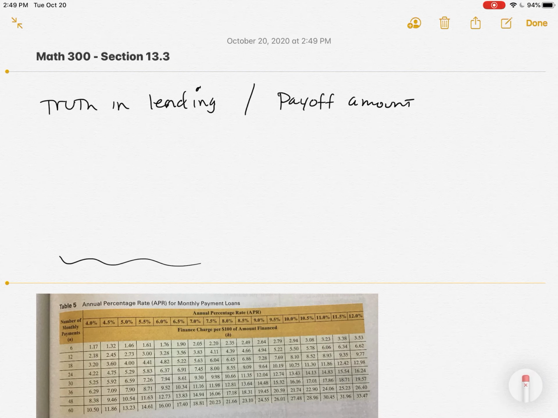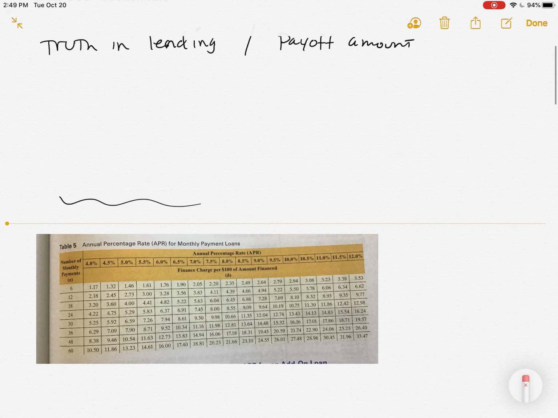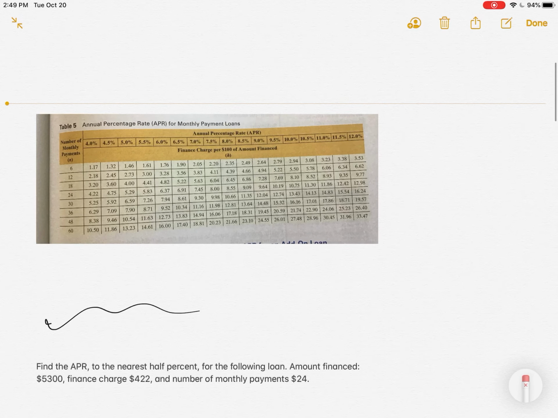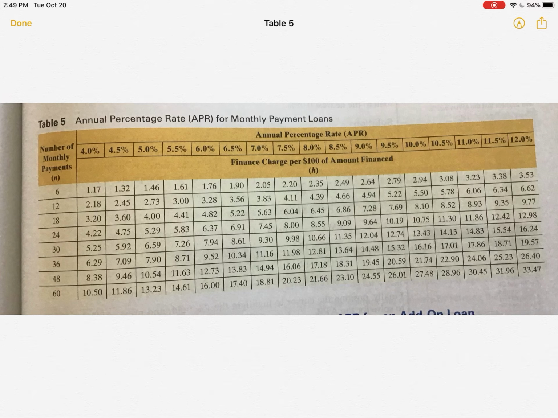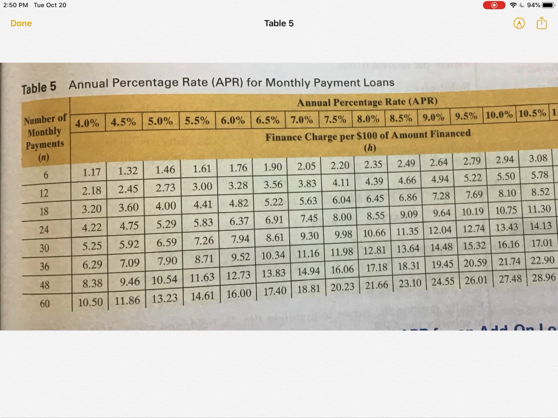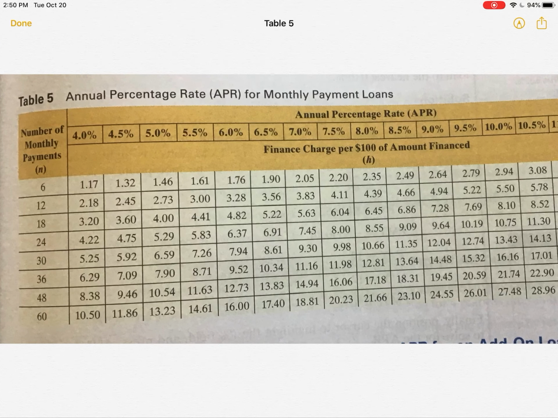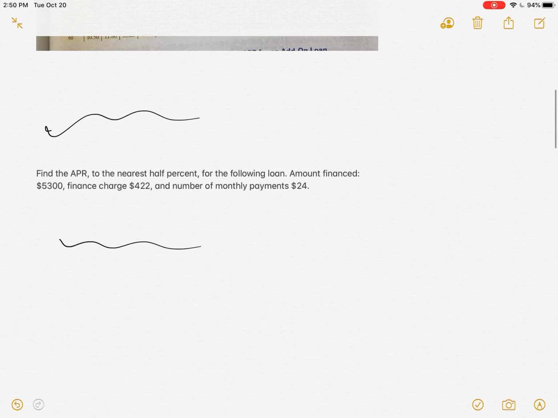In order for any of this to work well, we're going to have to refer to this table. And this table will be given to you often. Okay, so this table right here, let me see if I can make it bigger. I think if I tap on it, it can become bigger. This table shows you the annual percentage rate for monthly payments. Now, take a look at this. This is the finance charge per $100 of amount financed, at the different interest rates. And so we're going to be using this chart a lot. As we work on a problem, we'll have to scroll up and get this chart for us.